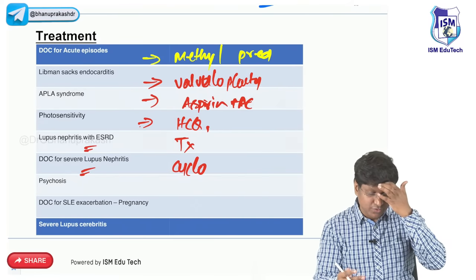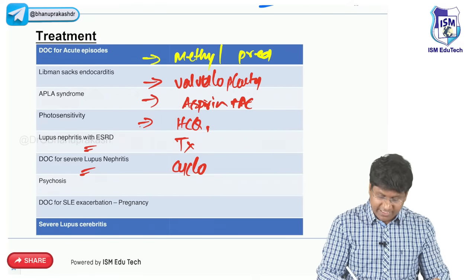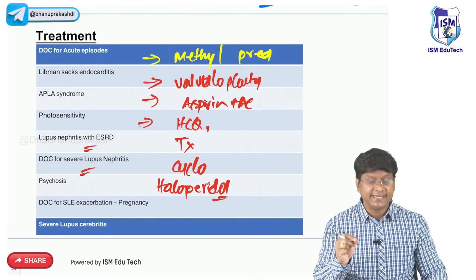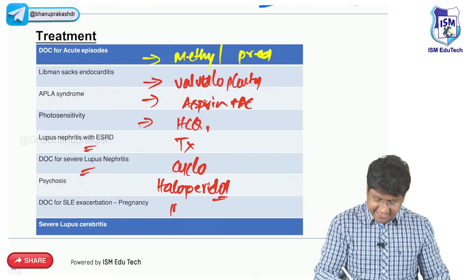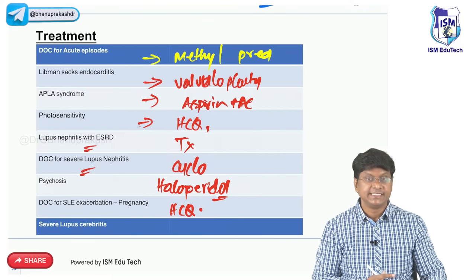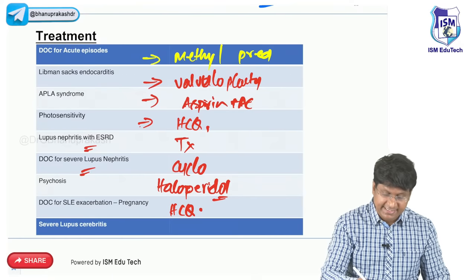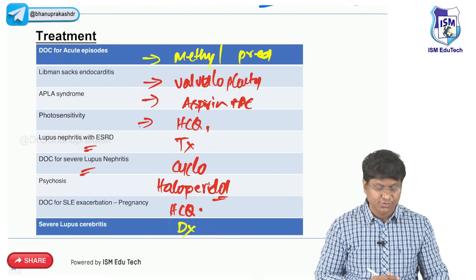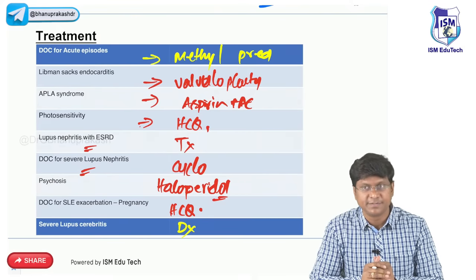For psychosis, what is the treatment that you will be giving? That is haloperidol. Then the drug of choice for SLE exacerbation in pregnancy will be hydroxychloroquine. Then in case of severe lupus cerebritis, that is the point where you need to give dexamethasone. So these will be the treatment options in case of systemic lupus erythematosus.